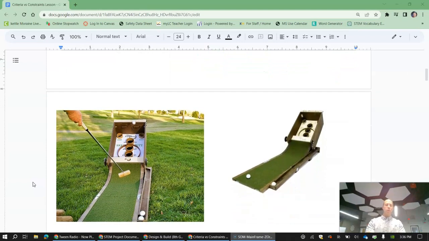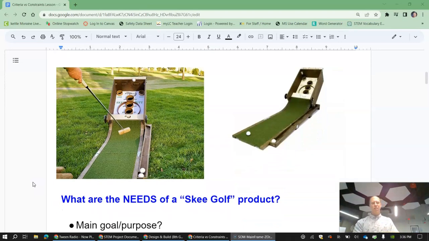So think about this product right here, Ski Golf. Imagine you're standing at this long green carpet and you use a golf putter to hit the golf ball, it goes up a ramp, the ball goes in the air a little bit, and then it can land in a target. If you've ever played skee ball where you're rolling the ball and it lands in targets, well, now we're combining skee ball and golf. So imagine you were designing Ski Golf.